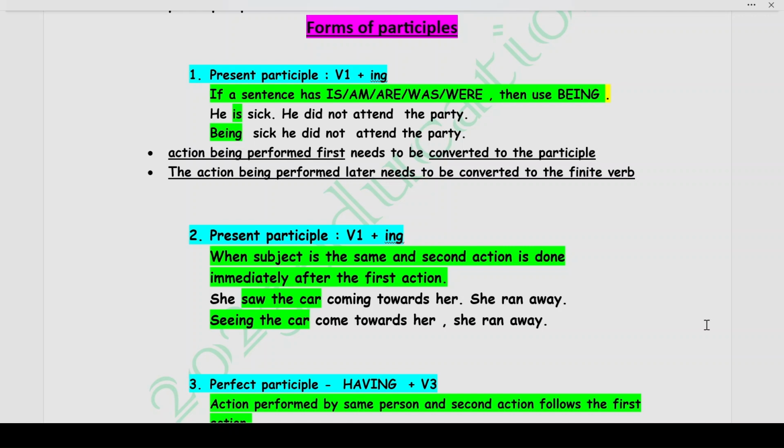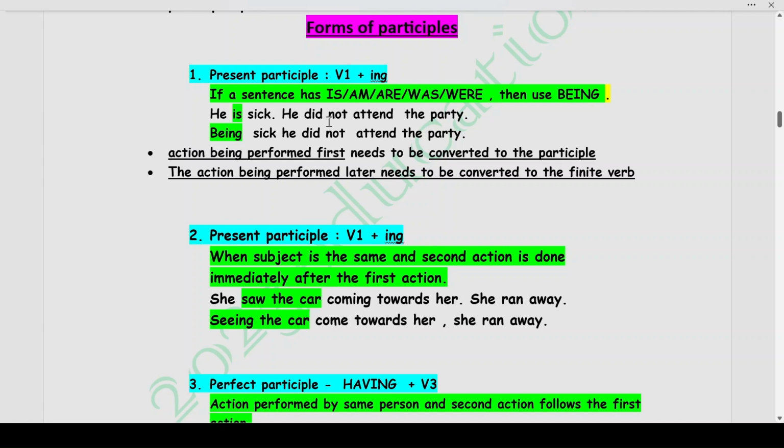Now, different forms of participles which are used are present participle. What is the form of present participle? It is V1 plus ing. What is V1 form? The base form is the V1 form. If a sentence has is, am, are, was, were, then we convert all this to being. That means it becomes the present participle form of these verbs, which are your auxiliary verbs. They become being.